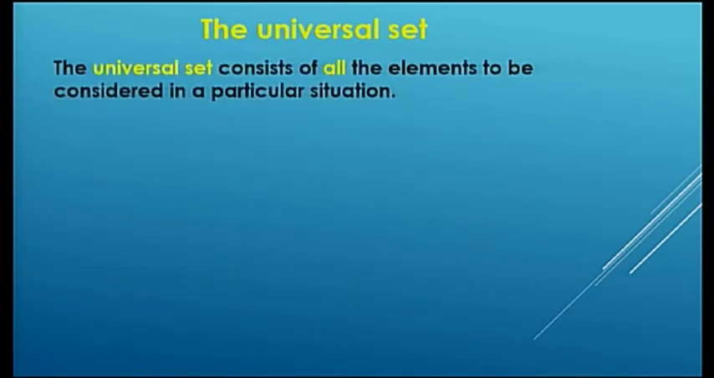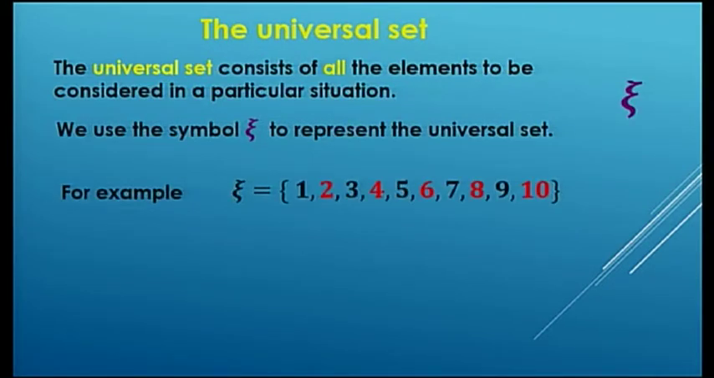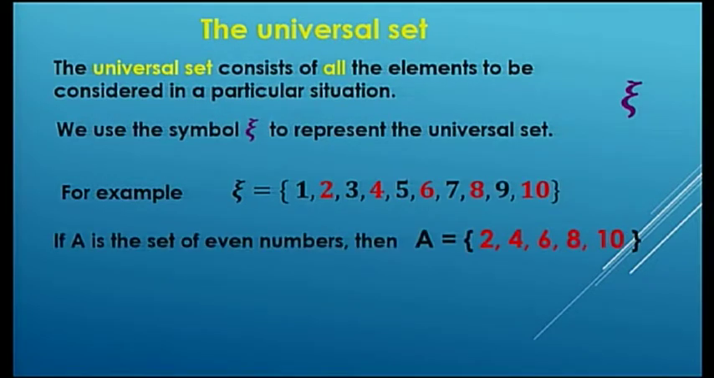The universal set consists of all elements to be considered in a particular situation. We use this symbol to represent the universal set. For example, if the universal set equals 1, 2, 3, 4, 5, 6, 7, 8, 9 and 10, then the set A consists of all even numbers. So we write A is equal to 2, 4, 6, 8 and 10.